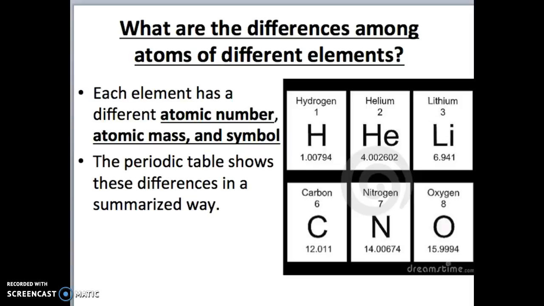Now let's talk about the differences among the atoms of different elements. In the periodic table, if you zoom into any portion, you'll notice that there are different symbols and names and numbers, and they all have a meaning. We're going to learn about that, but just know that each box represents a different type of atom, and each box has specific information about that type of atom. We call this information the atomic number, atomic mass, and the symbol. So now let's take a look at what each of these components mean.